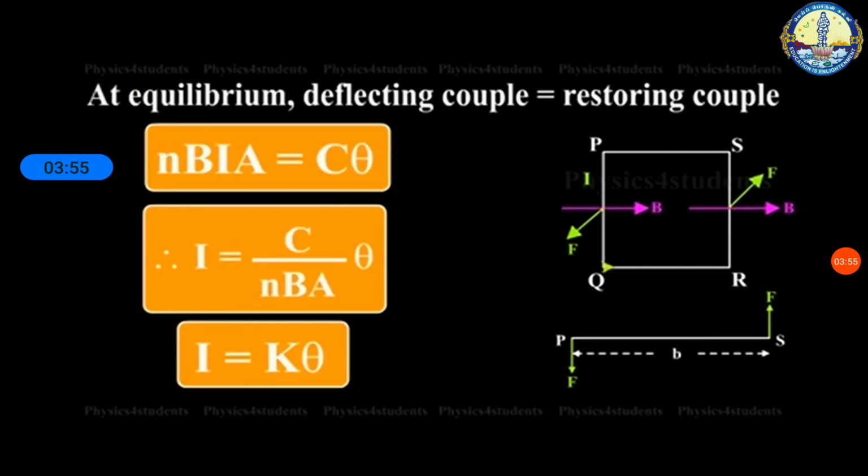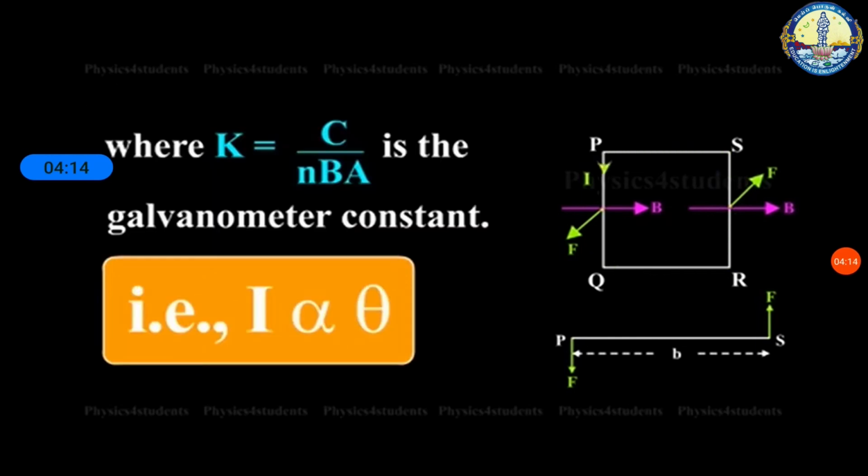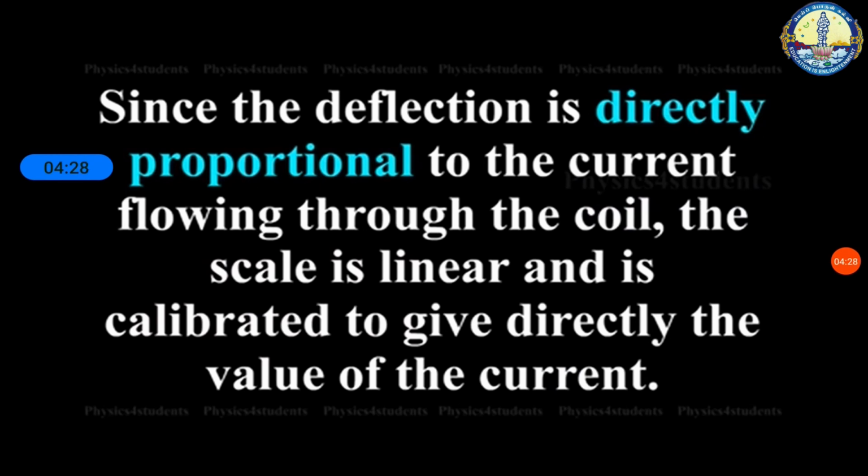At equilibrium, the deflecting couple is equal to the restoring couple. NBIA is equal to C theta. I is equal to C divided by NBA into theta. I is equal to K theta, where K is equal to C divided by NBA, the galvanometer constant, that is, I is directly proportional to theta. Since the deflection is directly proportional to the current flowing through the coil, the scale is linear and is calibrated to give directly the value of the current.